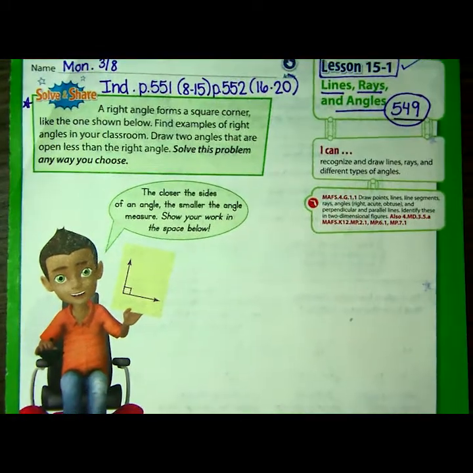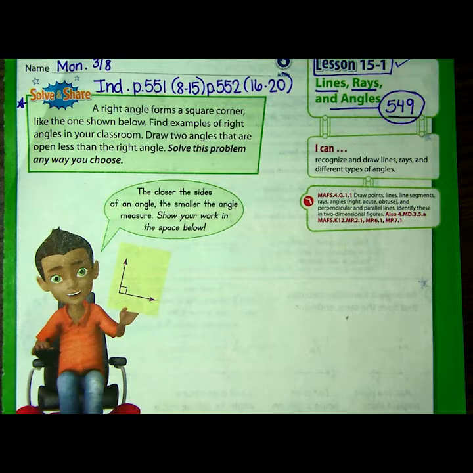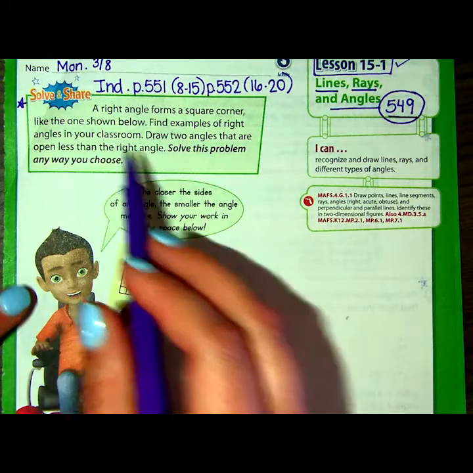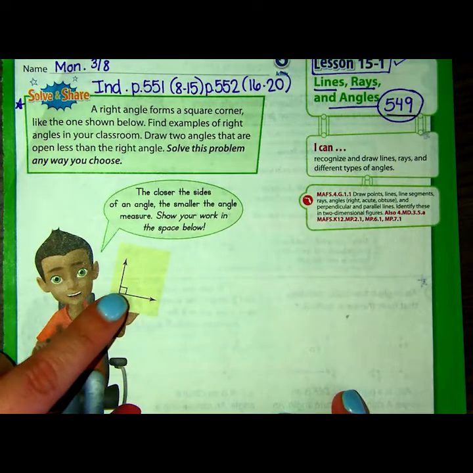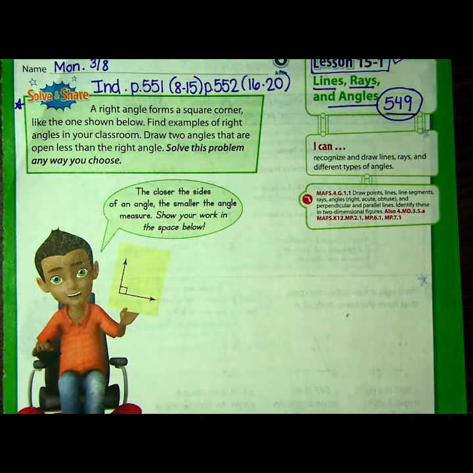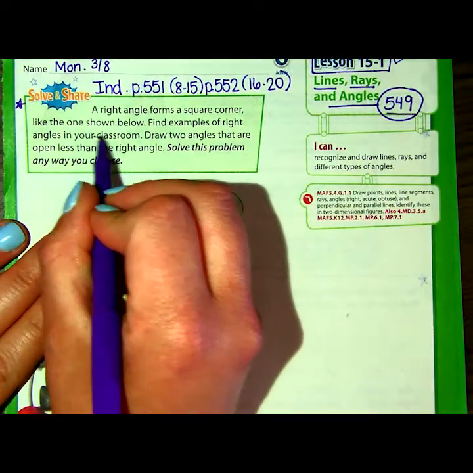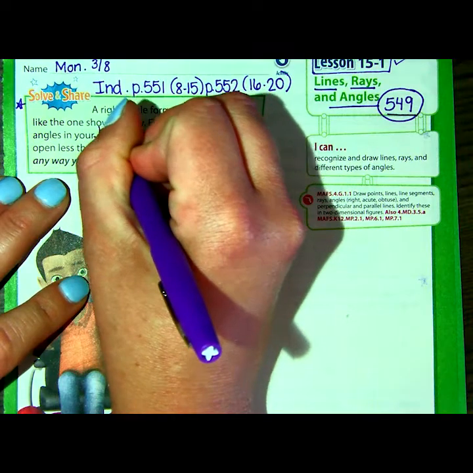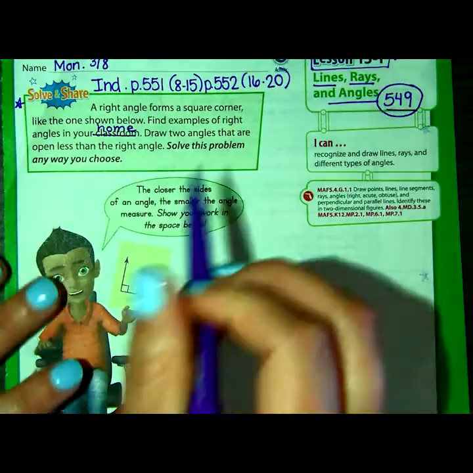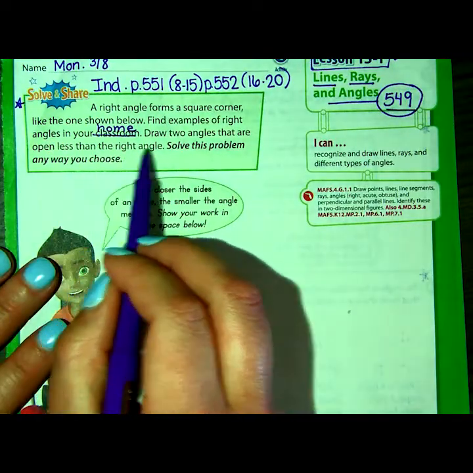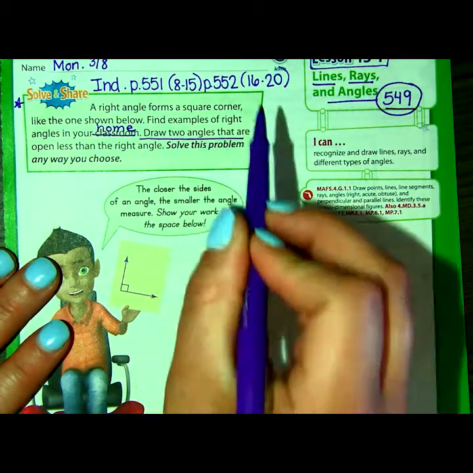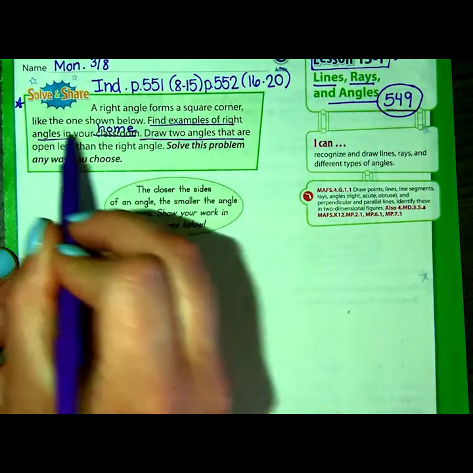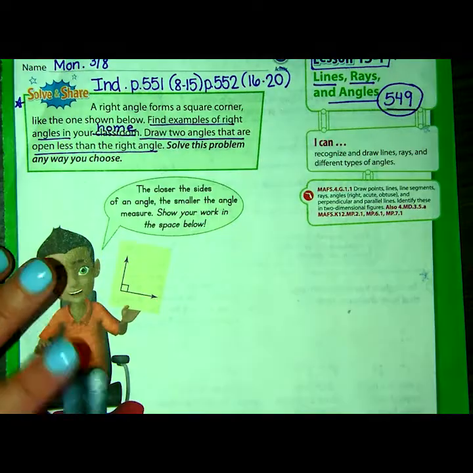Let's take a look at this first example here. A right angle forms a square corner like the one shown below. I can see it here. We all know that. Find examples of right angles in your classroom. We're not there, so maybe in your home. Draw two angles that are open less than a right angle. So I have two things I have to do. Find some examples of right angles, then draw two that are open less than a right angle.